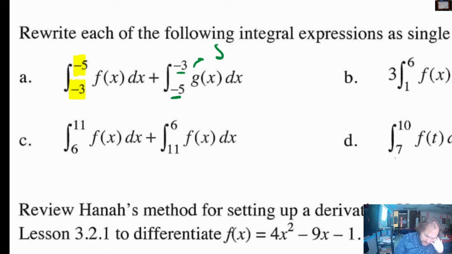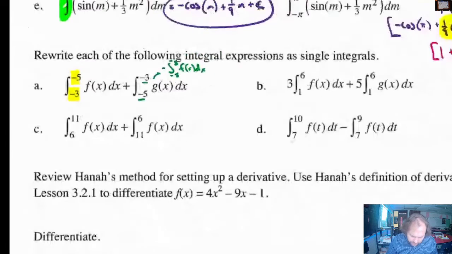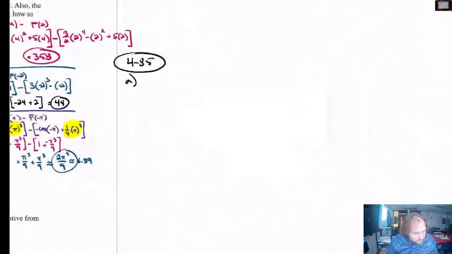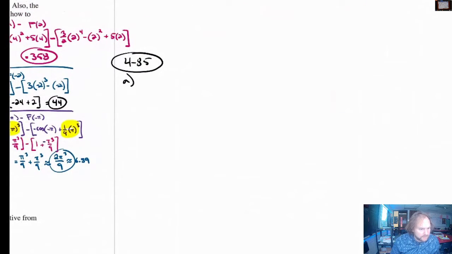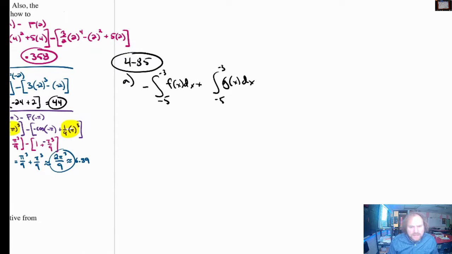The integral from -5 to 3, negative integral of -5 to -3 of f of x dx. There's not room in there. Right there. So we can combine those together from there. I'll write it over here. It's going to be, if I'm thinking about this correctly, the negative integral from -5 to -3 of f of x dx plus the integral from -5 to -3 of g of x dx. Like that. And now that they're the same bounds, -5 to -3, now you can combine them together.